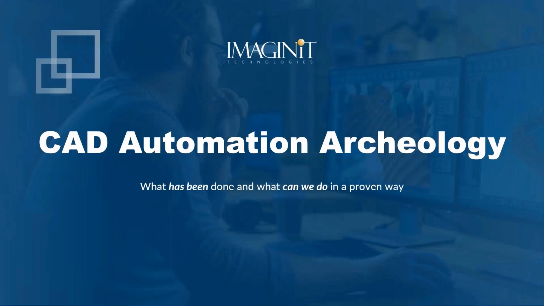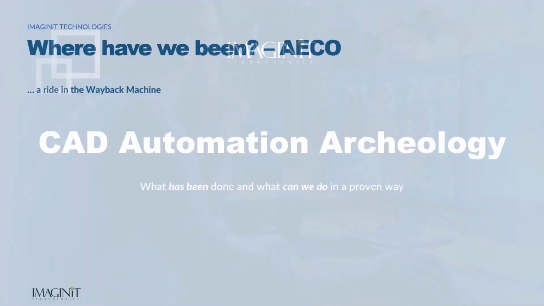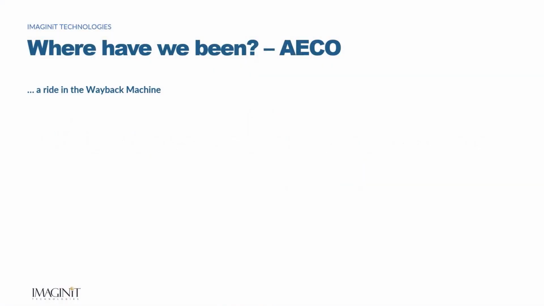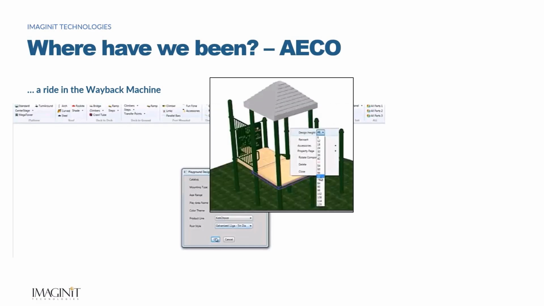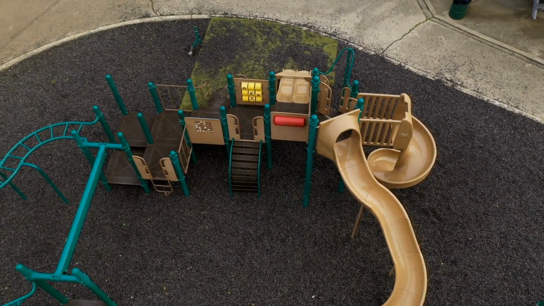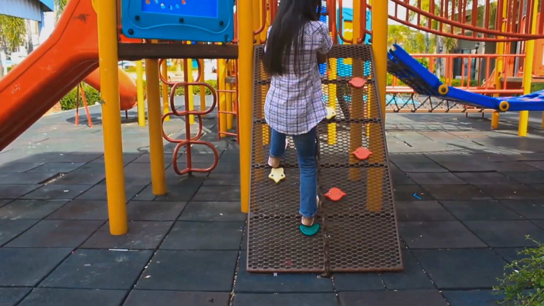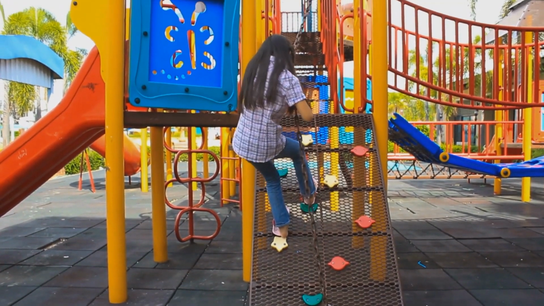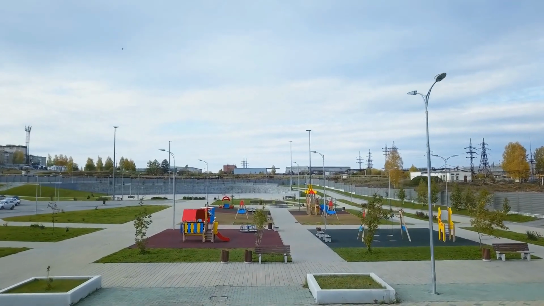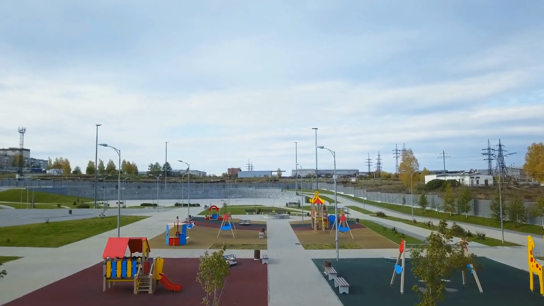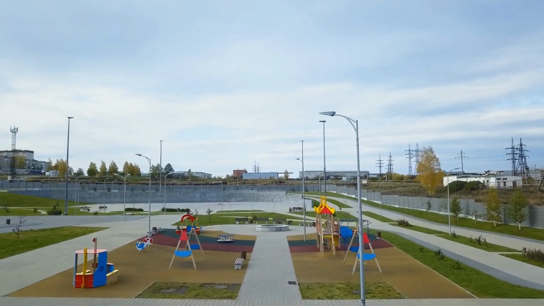Let's go back further in time, the archaeology of CAD automation. If we go into the Wayback Machine and think about where we've been, one of the first big automation things we went through was building out a playground designer where we were able to take a kit of parts and start placing it into a 3D environment and then say, well, because you had thing number one, only things number 7, 8, and 9 can attach to it.